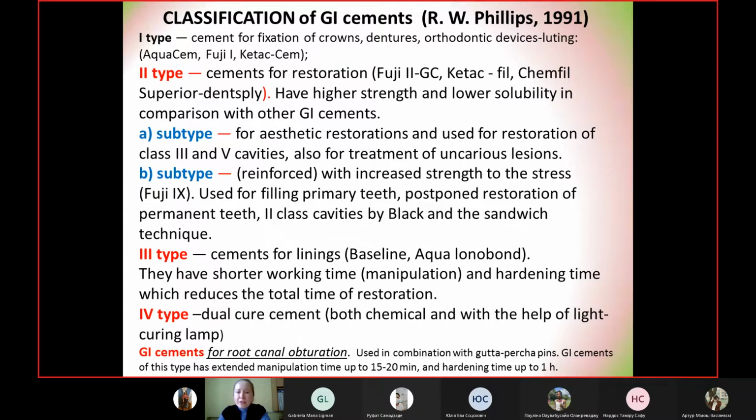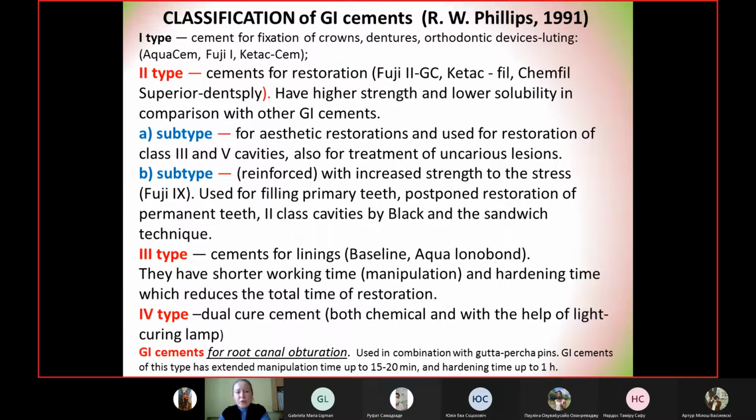Subtype A is for aesthetic restorations and is used for restoration of class 3 and 5 cavities, and also for treatment of non-carious lesions. Subtype B is reinforced. It means that they have increased strength to the stress in load-bearing restorations. Such materials are Fuji 9, company GC. This material is used for both permanent and primary teeth, can be used as postponed restorations of permanent teeth, as second-class cavities by Black, and in the sandwich technique.